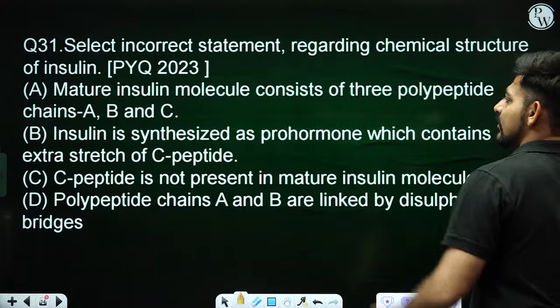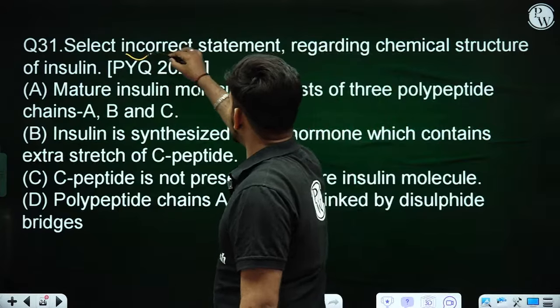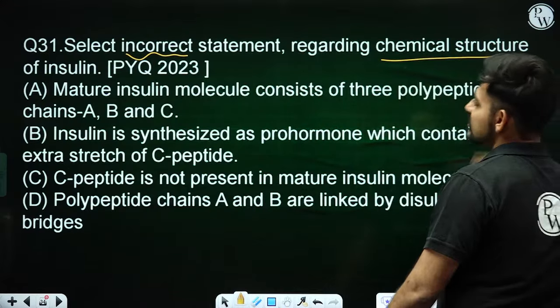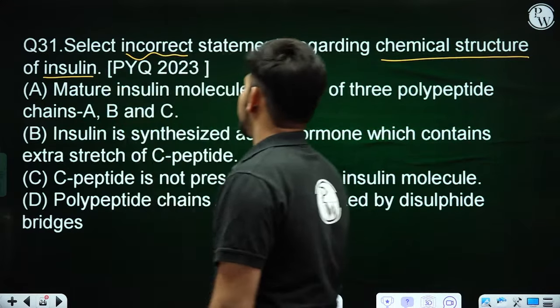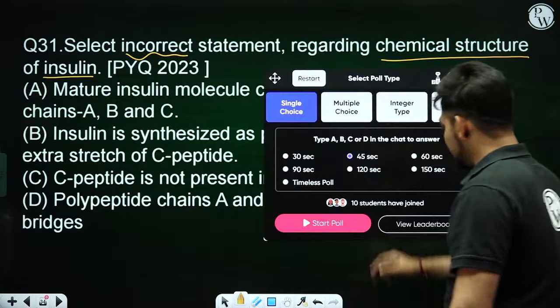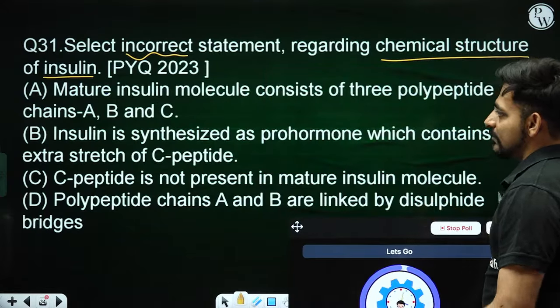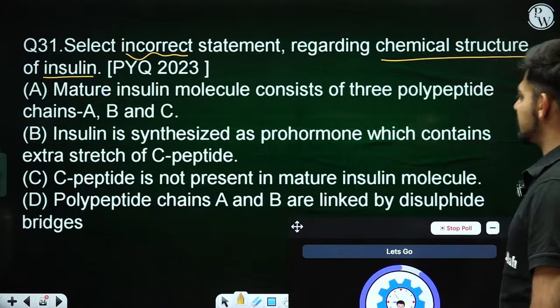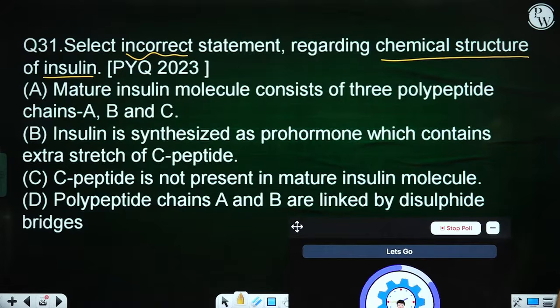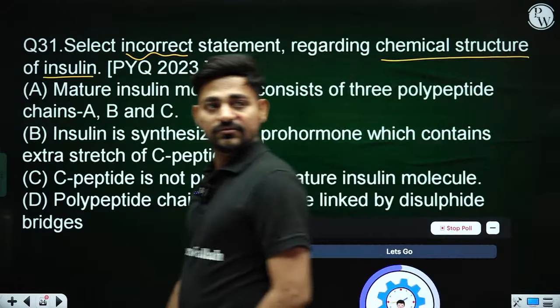Now, question number 31. We have to select the incorrect statement regarding chemical structure of insulin. Okay. So, I am sharing the poll here. Mature insulin molecule consists of 3 polypeptide chains A, B, C. Insulin is synthesized as a prohormone which contains an extra stretch of C-peptide. C-peptide is not present in the mature insulin molecule. Polypeptide chains A and B are linked by disulfide bridge. So, very easy question to answer.